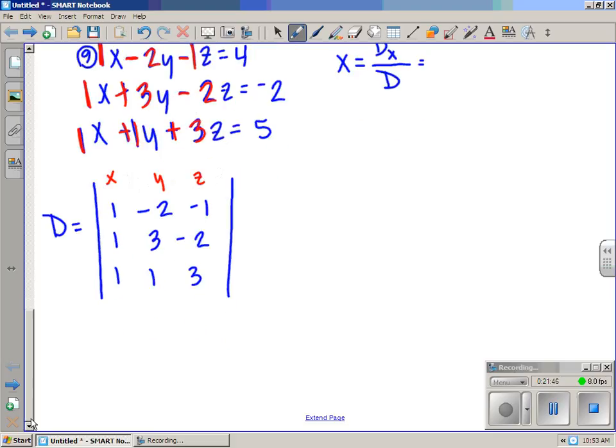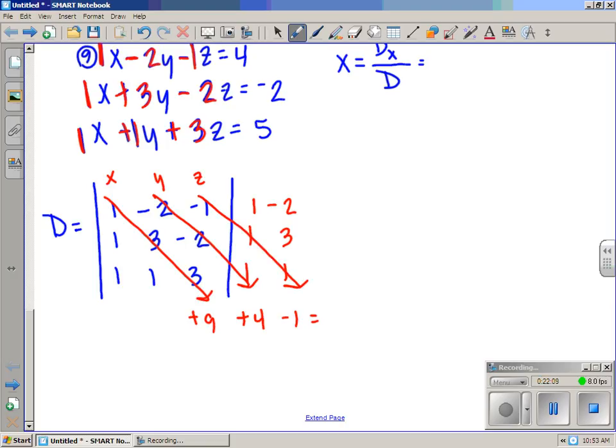To evaluate any determinant, you rewrite your first two columns, which in this case would be 1, 1, 1, negative 2, 3, 1. You then multiply diagonally. 1 times 3 times 3 is 9. Negative 2 times negative 2 times 1 would be 4. Negative 1 times 1 times 1 would be negative 1. Add those up. 9 plus 4 minus 1 would be 12. And that is your bottom number.